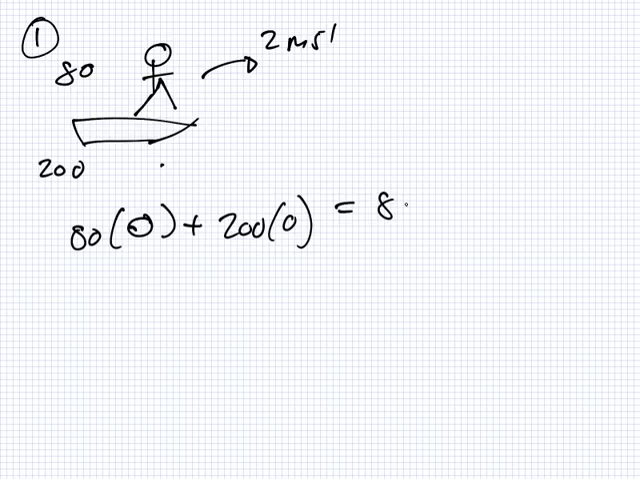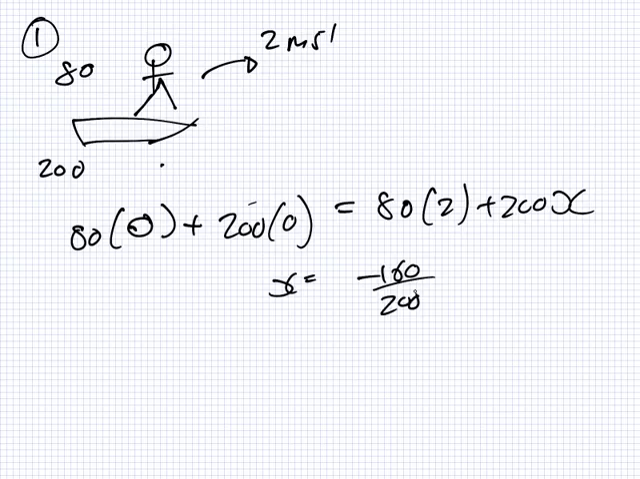It's 80 times 2 plus 200 x. He's on the boat and neither are moving. He steps off the boat and the boat recoils. This is the collision. So x equals minus 160 over 200, which is minus 0.8.